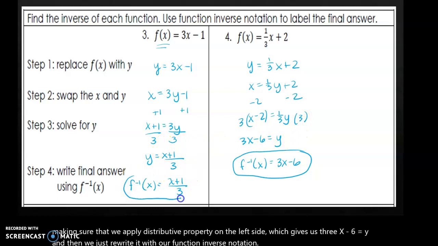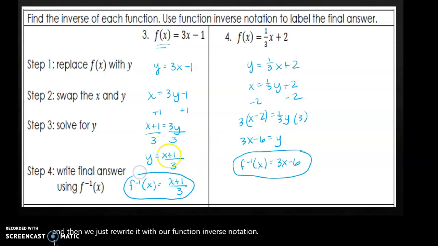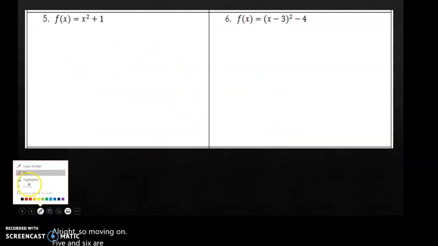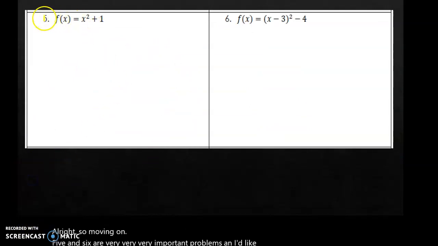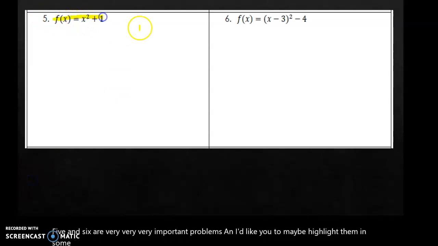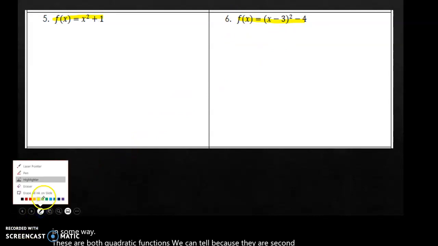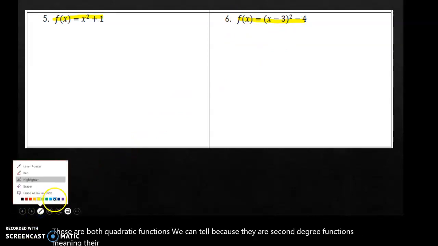And I can circle that one. Go and do that. Okay. All right, so moving on. 5 and 6 are very, very important problems, and I'd like you to maybe highlight them in some way. These are both quadratic functions. We can tell because they are second degree functions, meaning their biggest exponent on a variable is a 2.